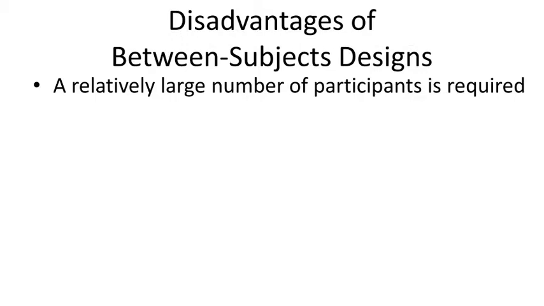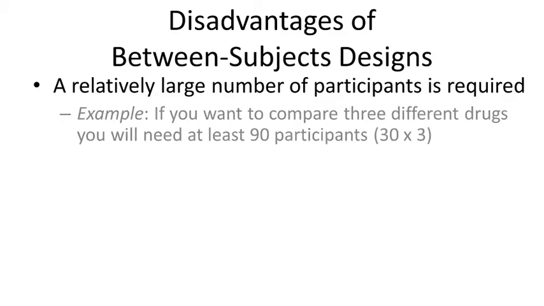But there are also some big disadvantages. When it comes to doing a between subjects design, as I already pointed out, you're going to need a lot more people. You're going to need effectively double the number of participants you would need if you did a within subjects design. Let's just say, for example, you have 3 different drugs you wanted to compare. Well, you would need 3 times your sample size. So if your sample size is 30, 3 times 30 would be 90. And if you want to compare 4 different drugs, now you have to get 120. And you can see how this can quickly become a problem.